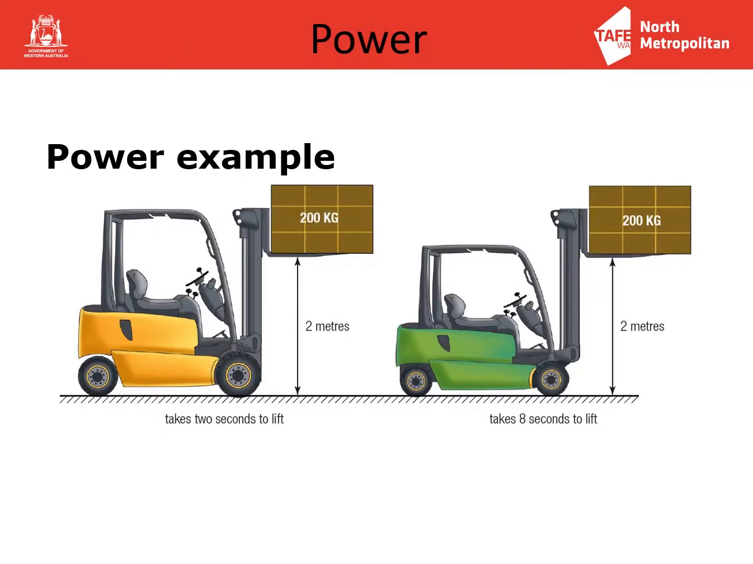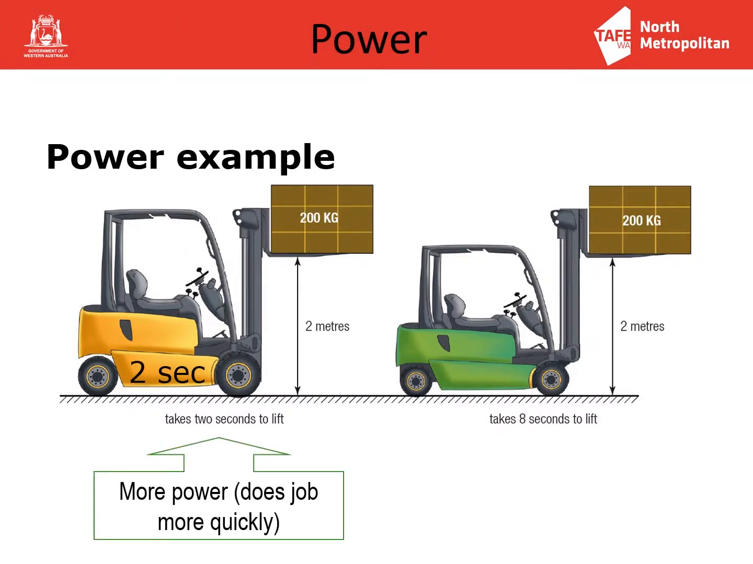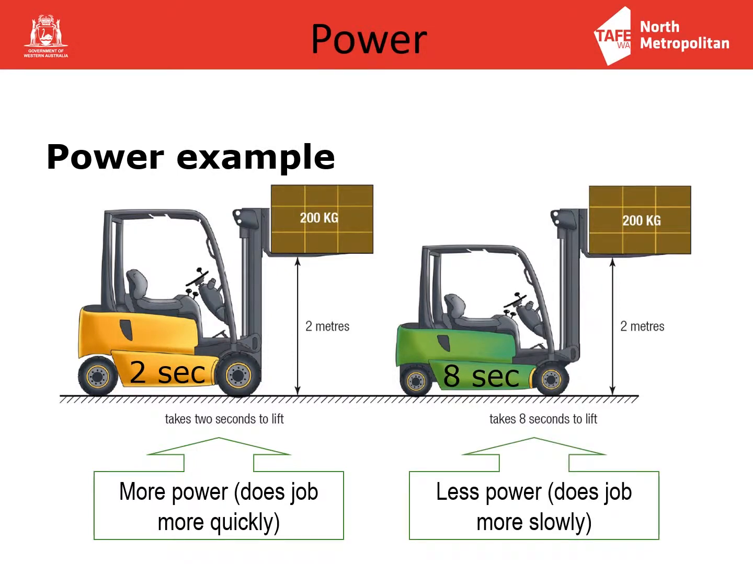In this example, we have two forklifts lifting a load of 200 kilograms each. The yellow forklift takes 2 seconds to raise the load 2 meters. The green forklift takes 8 seconds to raise the load 2 meters.